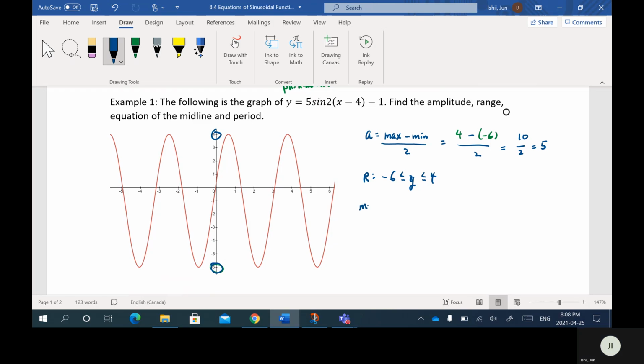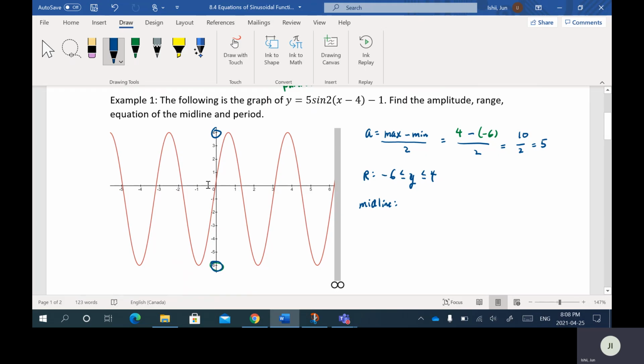The midline, or the equation of the midline. Again, to get that, it's going to be y equals, and this time we take the maximum and add the minimum and divide by 2. If we sub in the values again, the maximum value is 4. To that, I'm going to add -6 and divide it by 2. So 4 minus 6 is -2 over 2, which is -1. So our midline in this case is y equals -1.